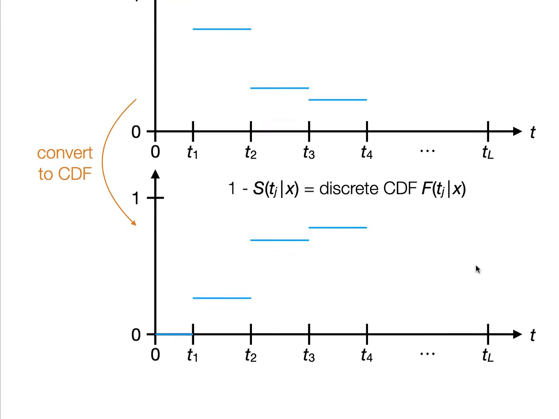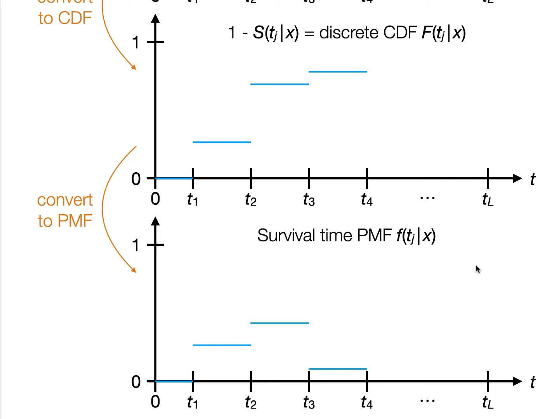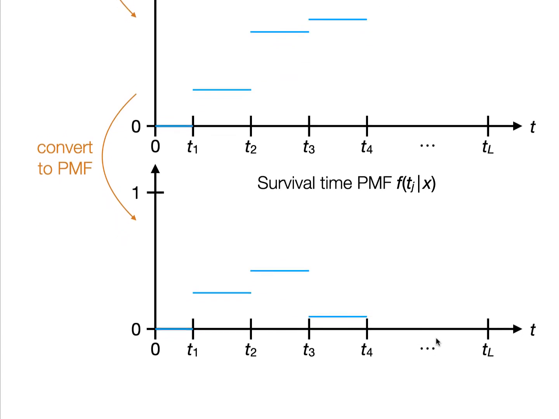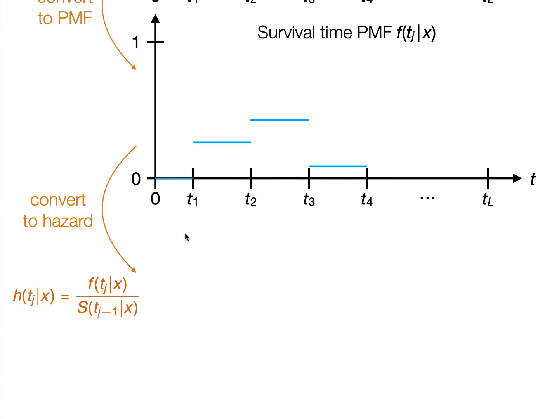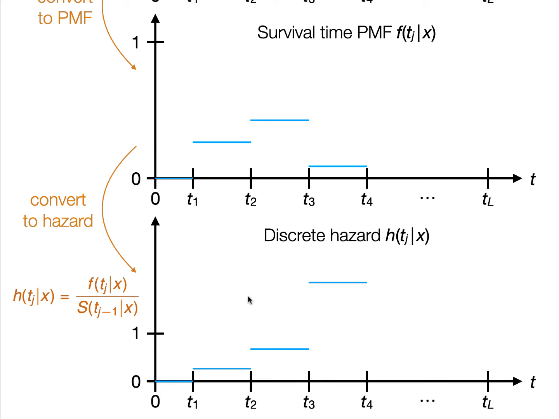From a discrete CDF, you can back out a probability mass function, referred to as a survival time probability mass function. And from this, you can back out a discrete hazard function, okay, using a formula that looks like the continuous time version that I showed many slides ago. That was the instantaneous rate of death at a particular time divided by the probability of surviving beyond time t. This is the discrete analog of that continuous time case. And in this example, the discrete hazard function looks like this, okay?